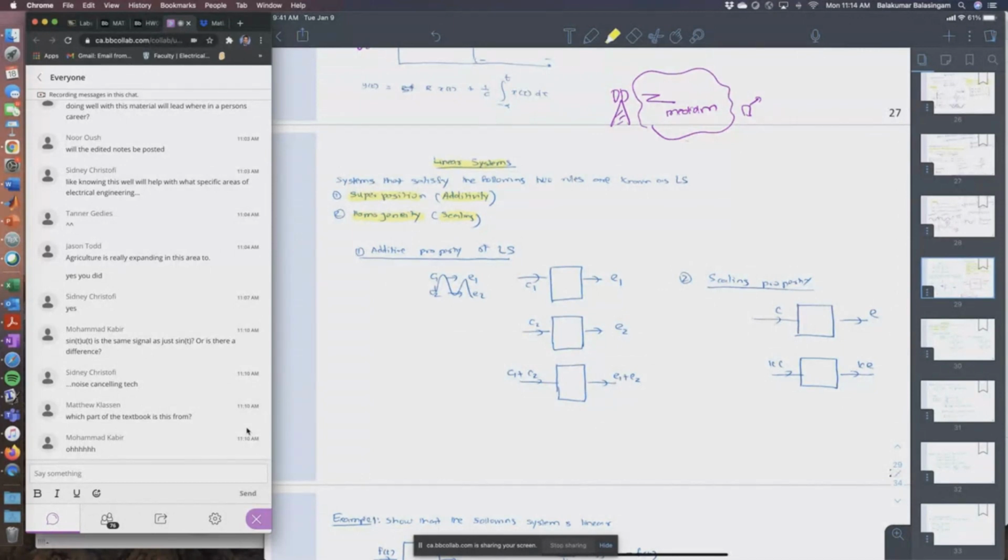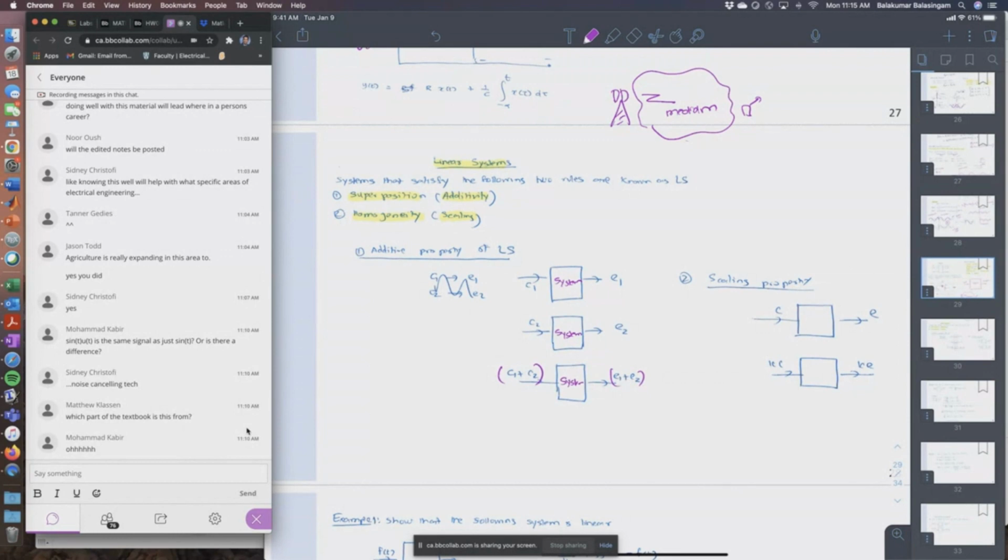So what is the additive property of a system? This is a system, the same system. If you put C1 as an input and you get E1 as an output, and then you give C2 as an input and you get E2 as an output, and then if you give C1 plus C2, you will get E1 plus E2. That is the additive property.